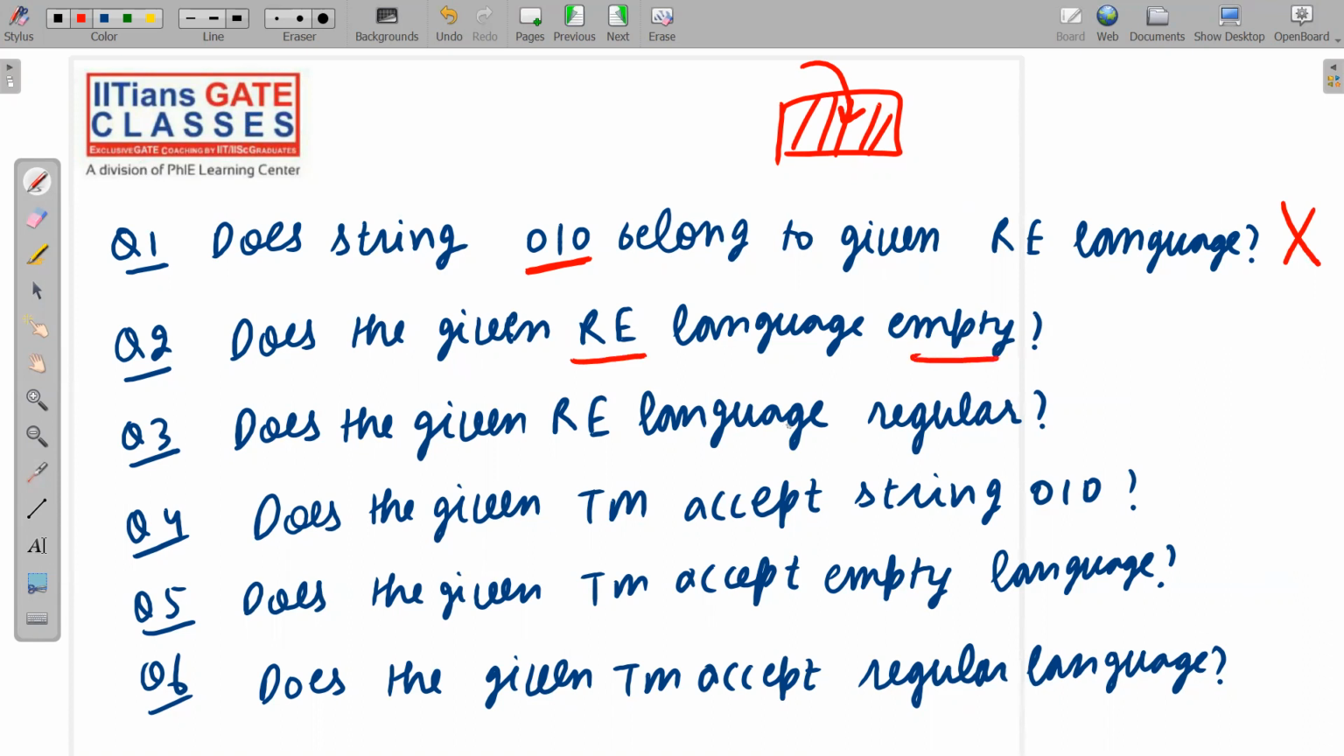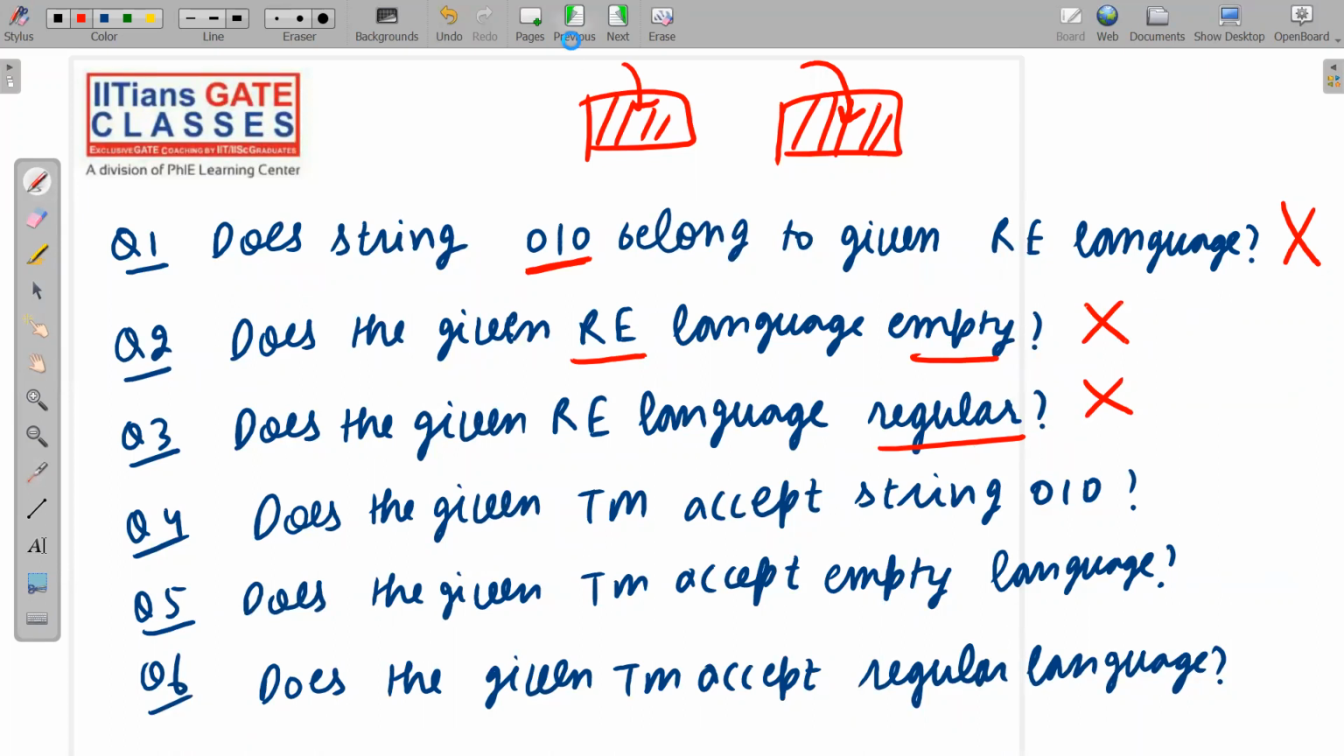Does the given RE language empty? Again, an RE language is given to you. You have to dive deep into it and check if any string is present or not. So again, it is undecidable. Does the given RE language regular? Again, you have to dive deep and check whether it is regular or not. It is undecidable. So this is a non-trivial question. Non-trivial means the answer may be yes or no. Trivial means the answer is always yes or always no.